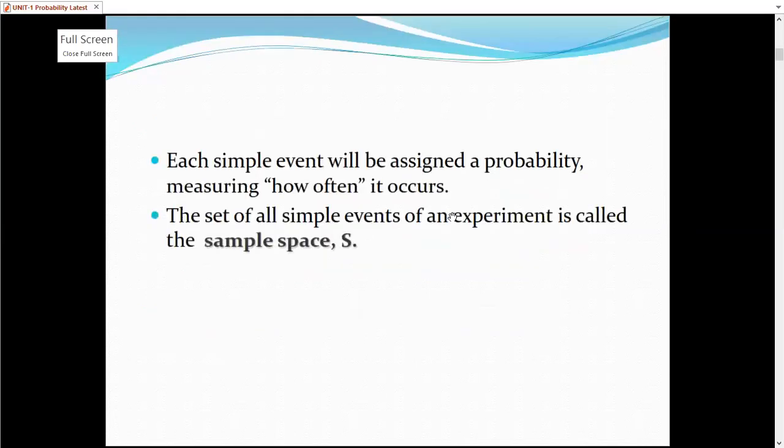Each simple event will be assigned a probability measuring how often it occurs. That is, for each simple event we define a probability, and the total probability is always 1. The set of all simple events together gives you a sample space, and the sample space is denoted with S.